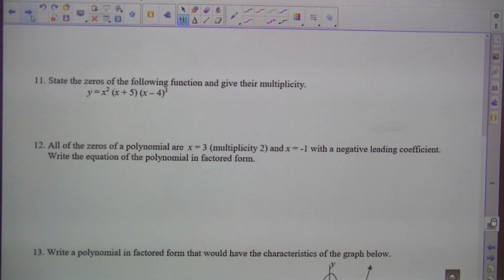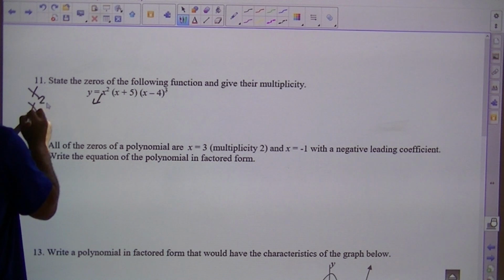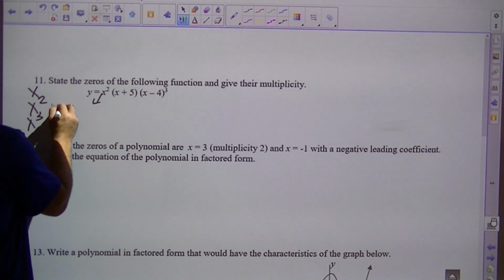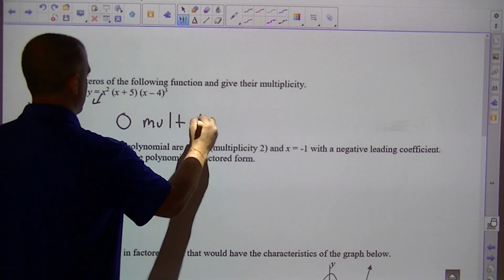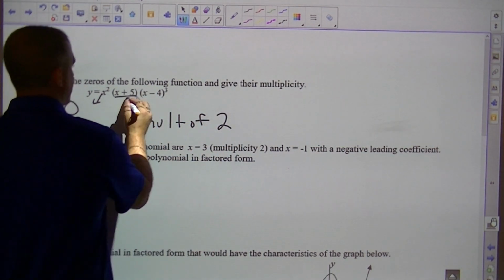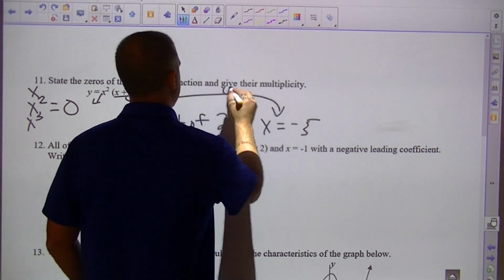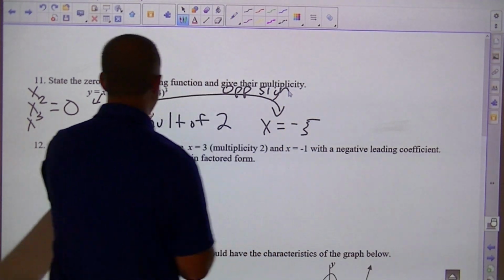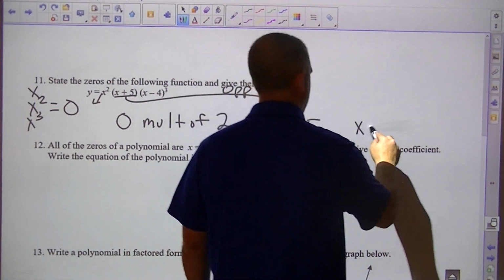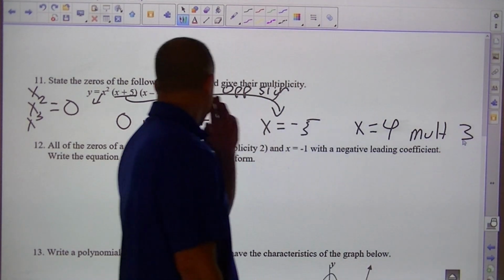11. State the real zeros of the function and give their multiplicity. This one, anytime it's x or x squared or x cubed, that's going to be 0. Okay? So that's 0 multiplicity of 2. Alright, this, what we do is we put the opposite. So it's the opposite sign. Alright, and that doesn't have anything. This would be x equals 4. Multiplicity 3. Okay? Pretty simple.